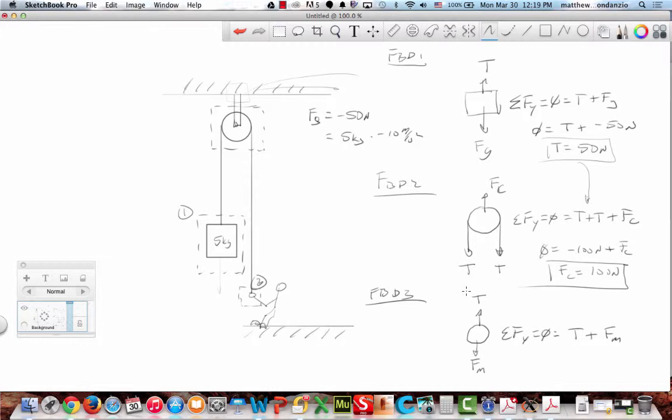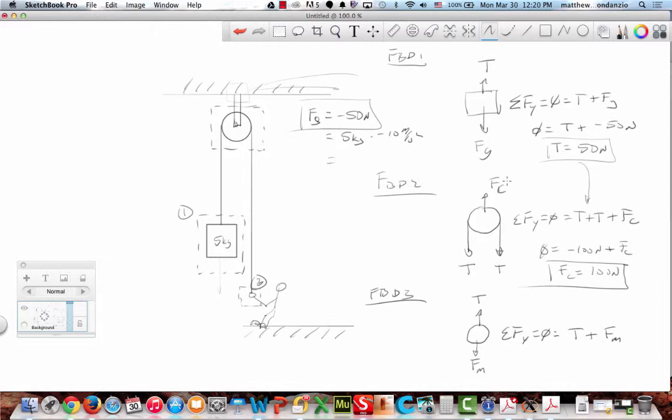The weight of the box is how much? Sorry, it is 50 newtons. Why is the ceiling having to pull back twice as much? Because it's holding the pulleys together. But why is the ceiling?